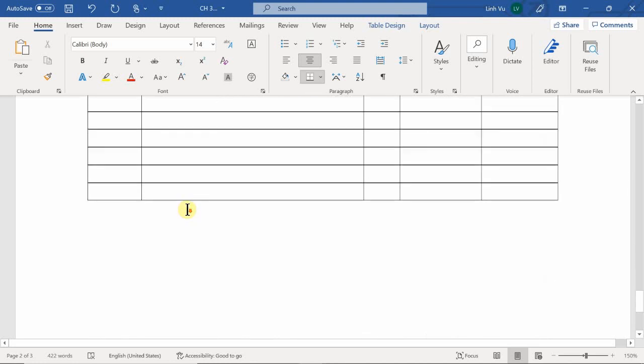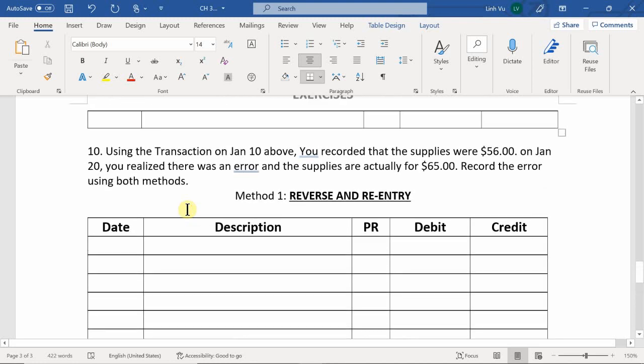Last but not least, let's go ahead and finish this real quick. We had an error done in our journal. So using the transactions that were done on January 10, you recorded that the supplies were $56 on January 10, okay? But then on January 20, you realized you made a mistake, that it was an error and that you actually purchased $65 worth of supplies. So go ahead and record the correction using the two methods.